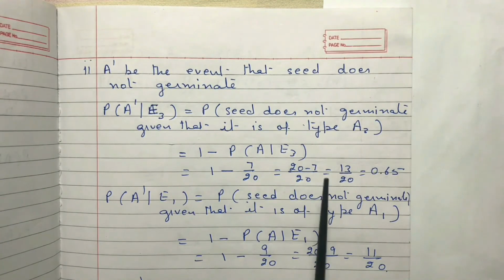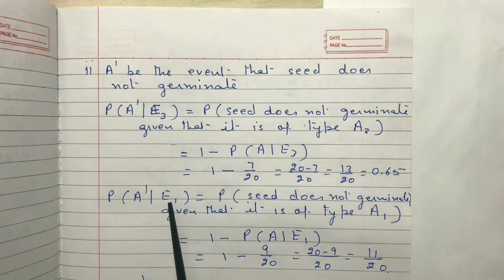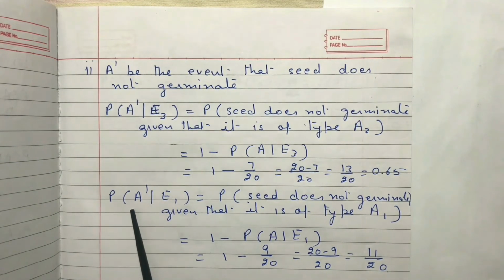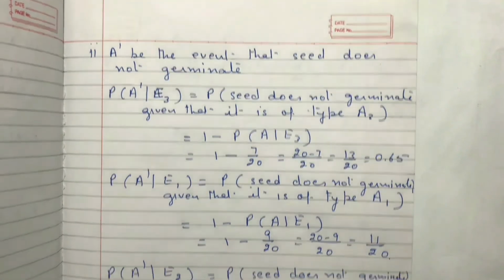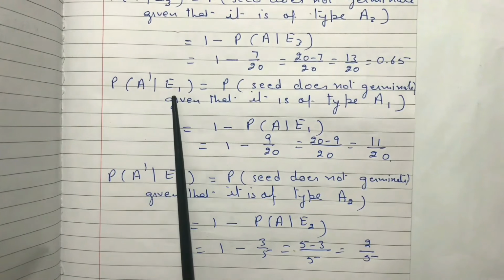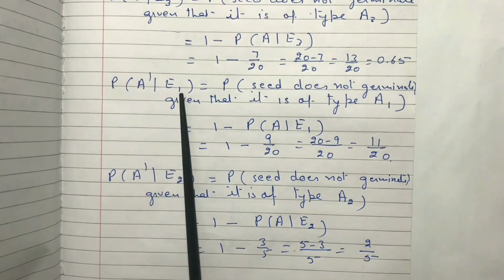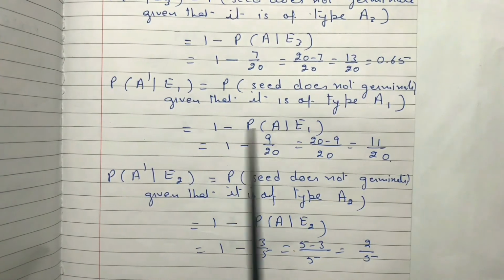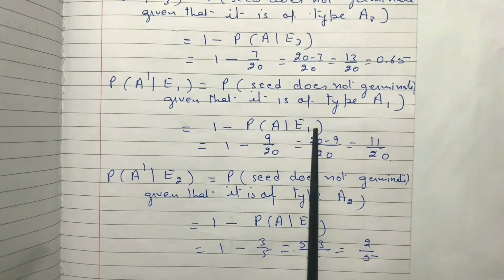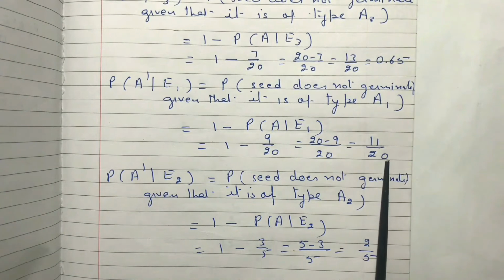So we are to answer the next question, which is the third part. For that, I'm going to find probability of A dash given E1 and I'm going to find probability of A dash given E2. Now probability of A dash given E1, it means probability seed doesn't germinate and it is of type A1. So that is equal to 1 minus probability of A given E1. This is equal to 1 minus 9 by 20. This is equal to 11 by 20.